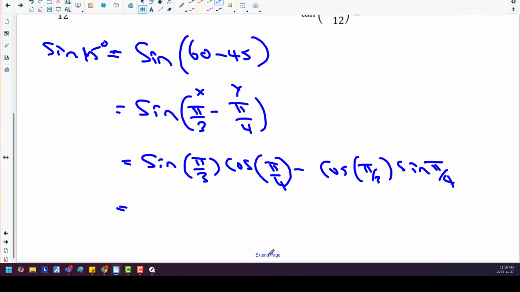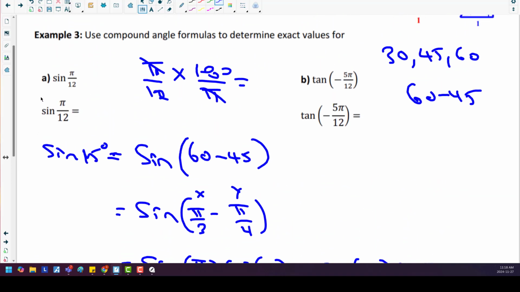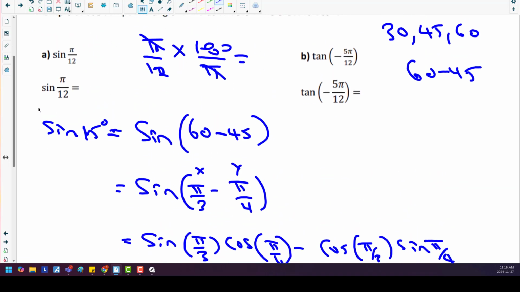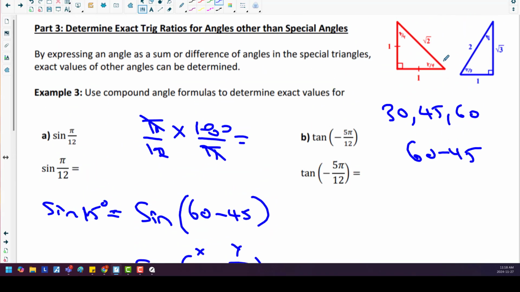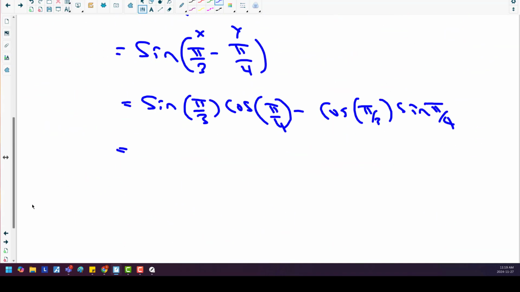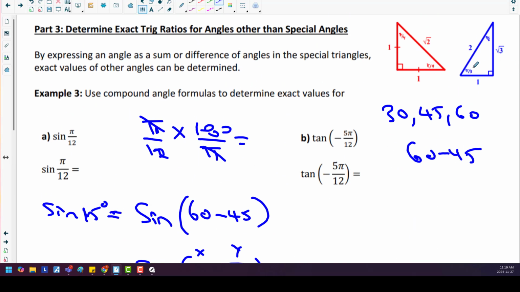And now we've written an equation that solely deals with our special angles. And these are our special triangles at the top here. So pi over 4 and pi over 3, pi over 6. And we can just use the special triangles and write this as ratios now. So sine of pi over 3. What is sine of pi over 3? Pi over 3 is here. It's 60 degrees in case you're wondering.